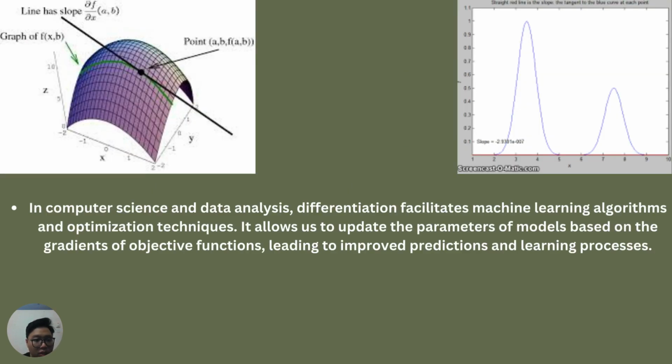Last but not least, in computer science and data analysis, differentiation facilitates machine learning algorithms and optimization techniques. It allows us to update the parameters of models based on the gradients of objective functions, leading to improved predictions and learning processes. The two pictures up there show differentiation and calculating the rate of change.